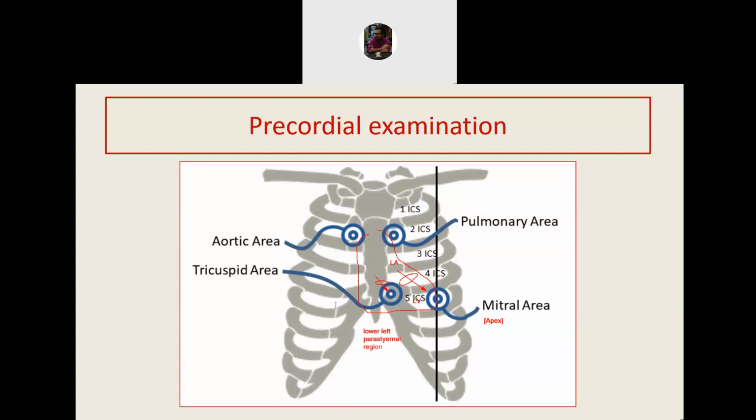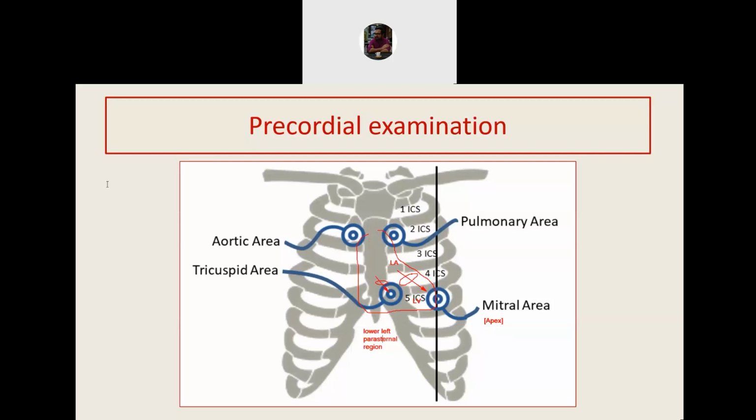That is on the left side, not on the right side. On the left side, just beside the sternum in the lower part. The intercostal spaces are vaguely defined, so it is the lower left parasternal region that is identified as the tricuspid area. Then comes the aortic and the pulmonary area.